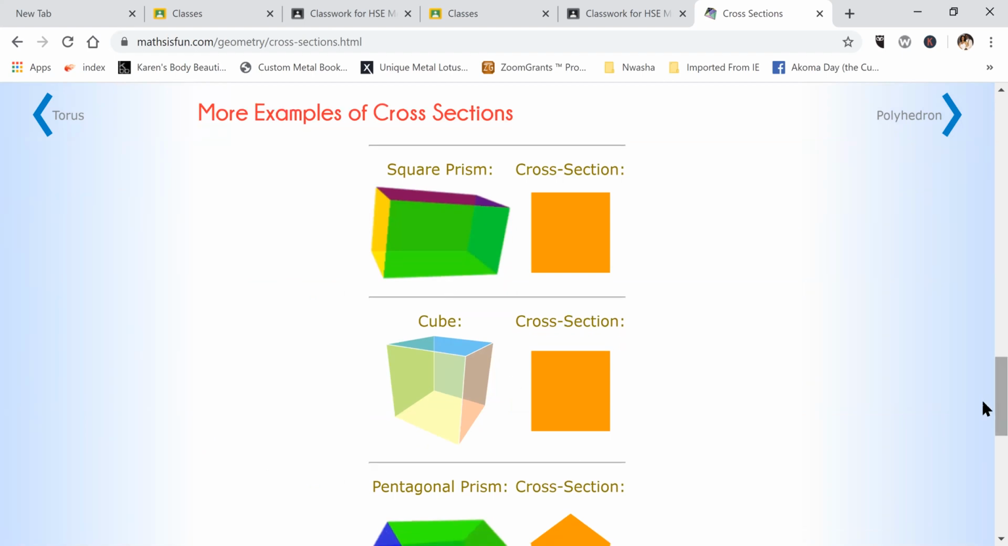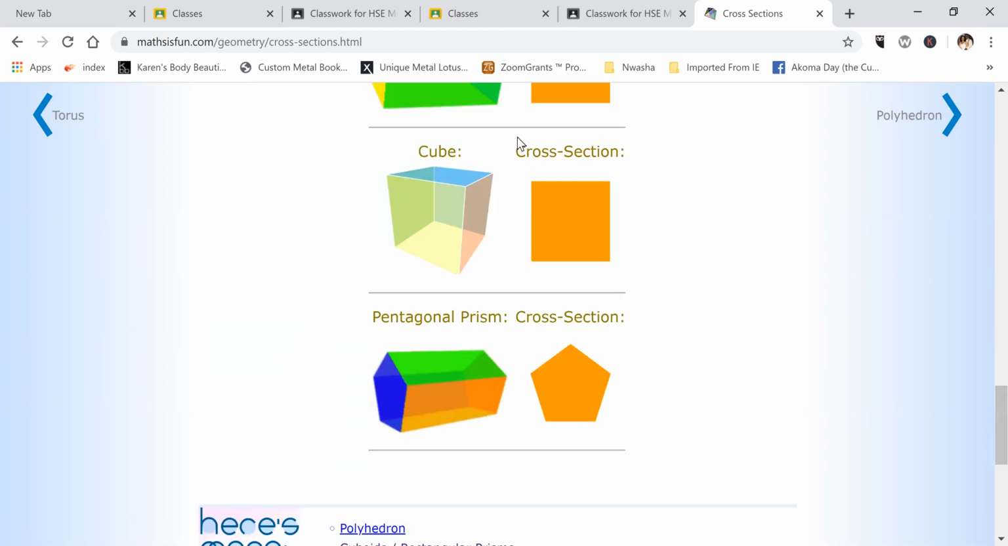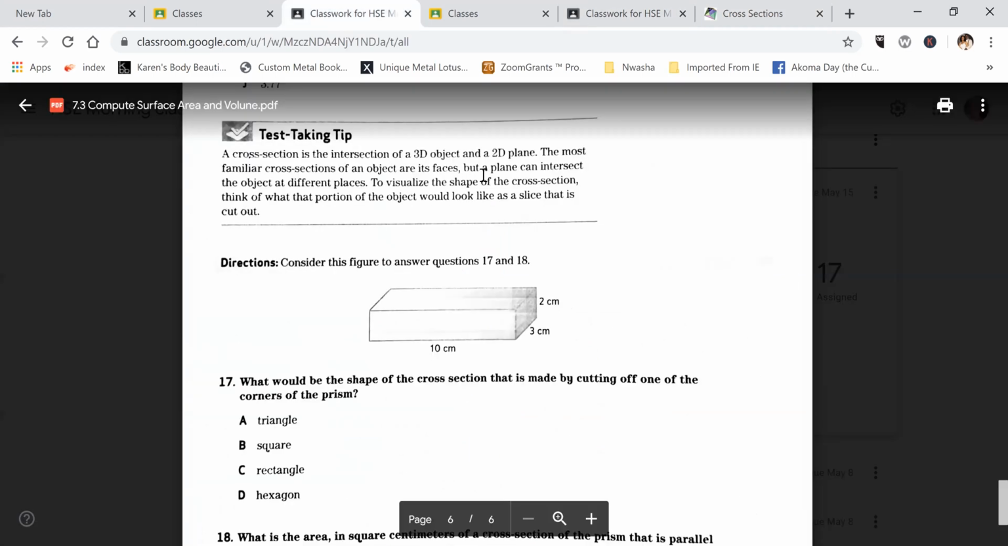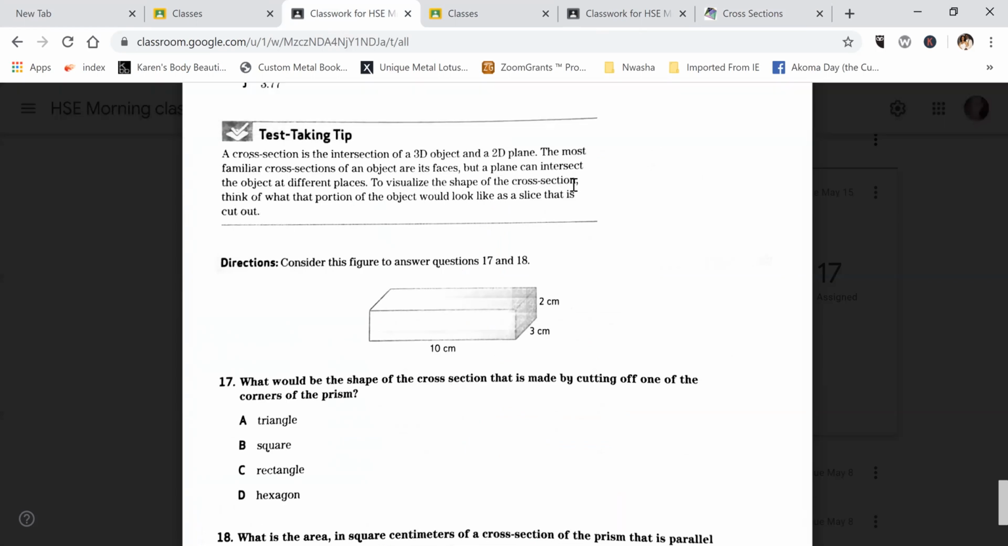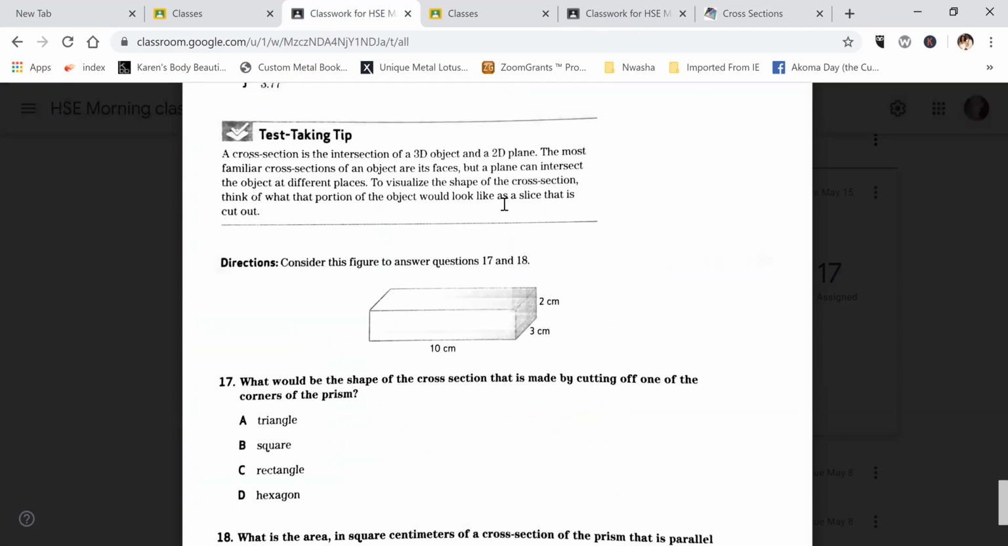So what you're looking at when you look at any kind of shape is what is the cross section or the base shape. And then from there, you can figure out a lot of formulas on your own, just saying, let me add the height to that or the depth, however you're looking at it. So this test taking tip is just reminding you of that. It's saying, a plane, the most familiar cross sections of an object are its faces, but a plane can intersect the object at different places. To visualize the shape of the cross section, think of what that portion of the object would look like as a slice that is cut out.